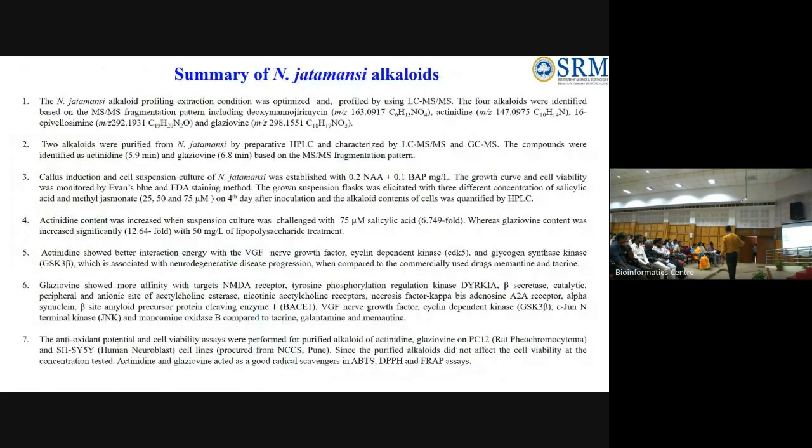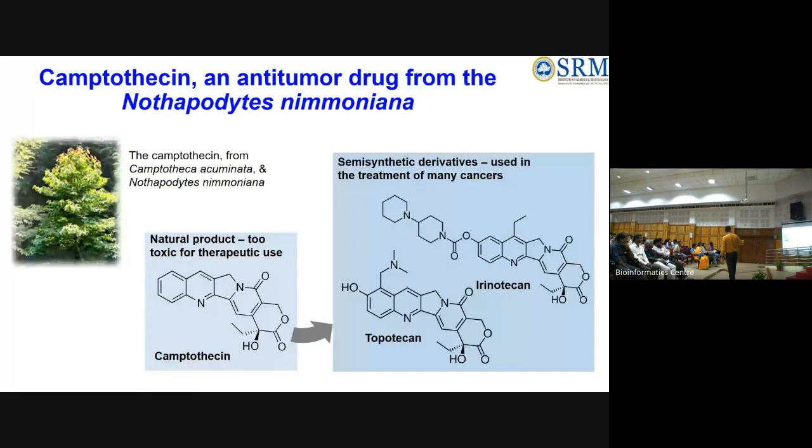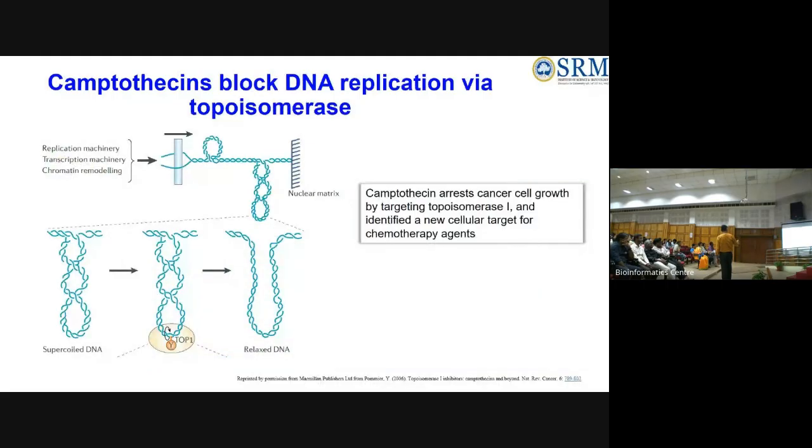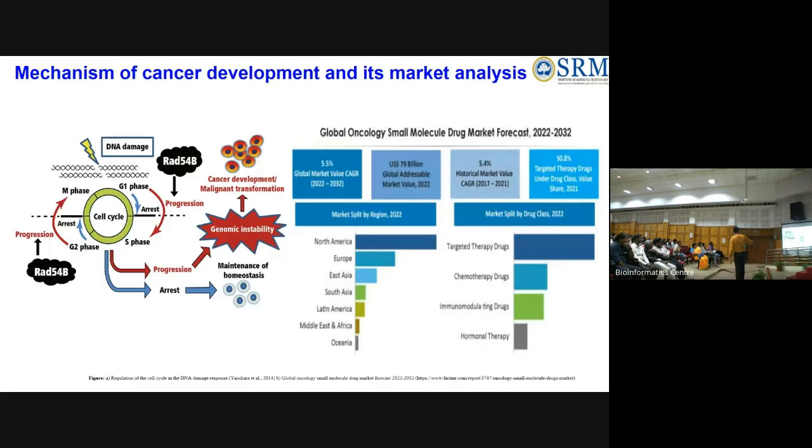The other story is camptothecin, from Nothapodytes nimmoniana. The plant grows in Karnataka to the Vindhya Satpura hills area. This is the mechanism which I have described: an inhibitor for unwinding of DNA.